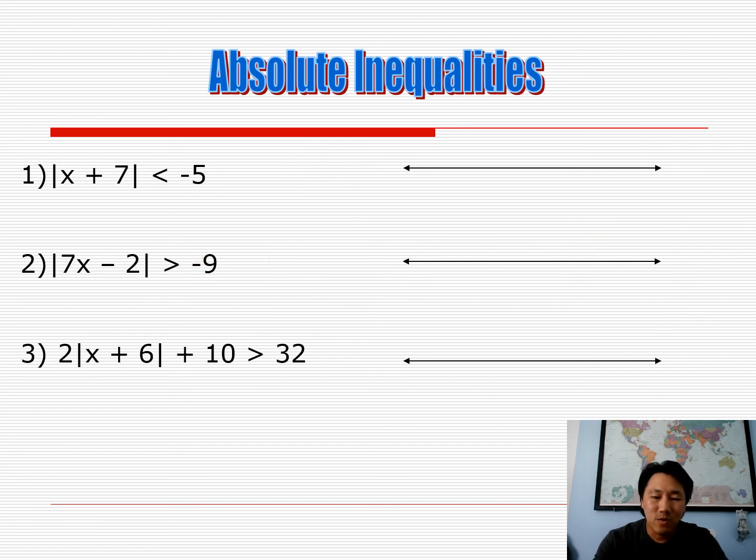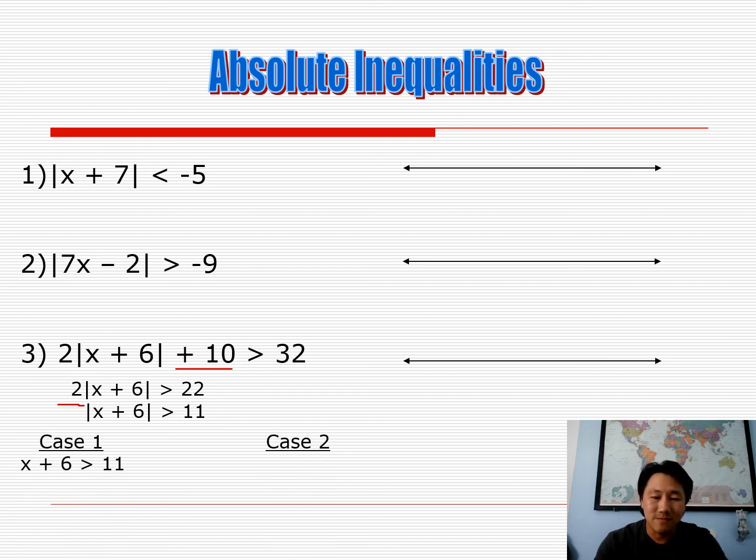We have this one. Let's solve it out first before we break it into two cases. We first have to get rid of this 10, subtract 10 from both sides. Then we have to get rid of this 2, divide both sides by 2. And then we have the absolute value of x plus 6 is greater than 11. Okay, so that was just a regular problem. You break it up into two cases.